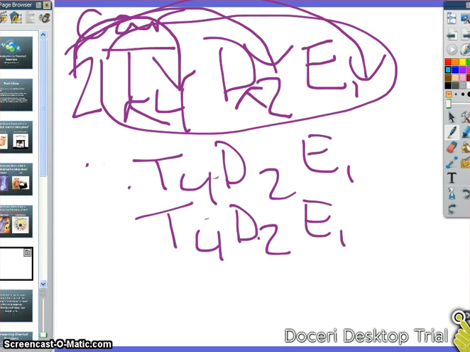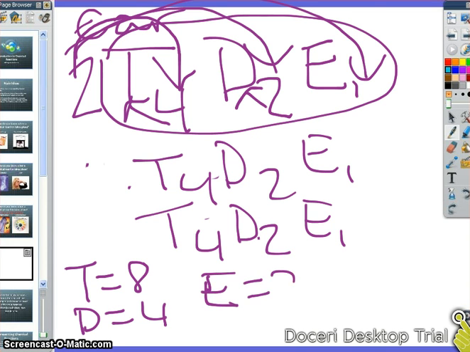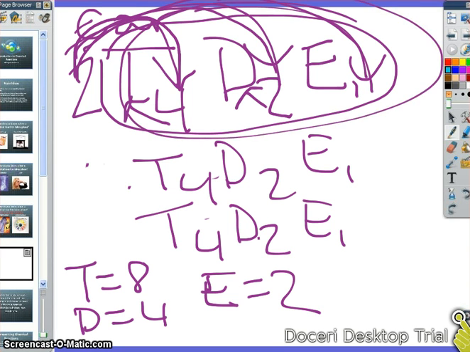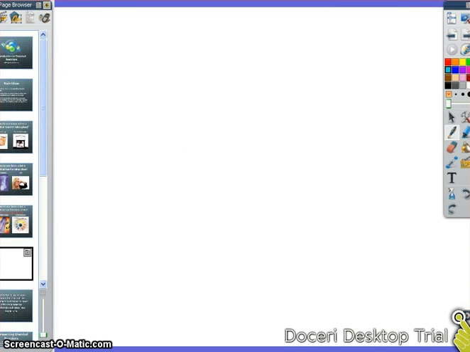Well, now we're going to have a total of 8 tires, a total of 4 doors, and a total of 2 engines. Okay, so the coefficient is what we multiply out to our subscripts. It's telling us how many. So we have 2 cars here instead of just 1 because our coefficient told us that. So let's try some examples with our compounds.